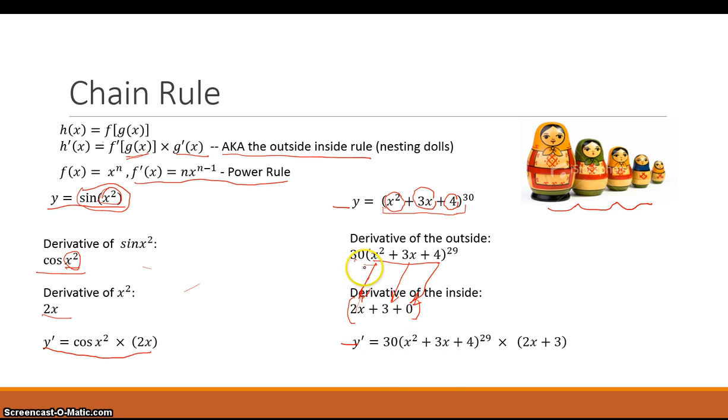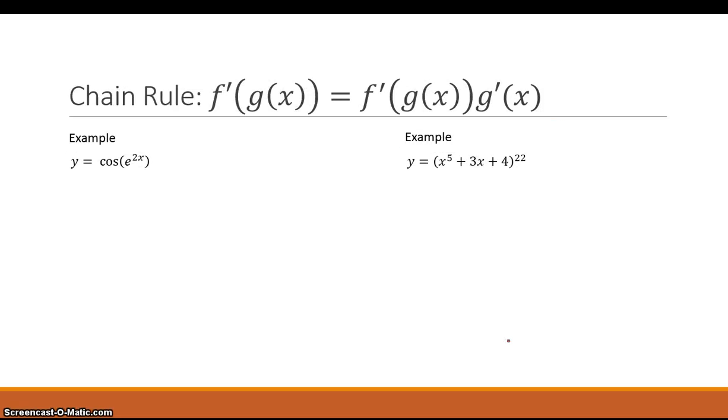So you got the first term of 30 times the quantity of x squared plus 3x plus 4 raised to the 29th power times the second, which is just the derivative of the inside, which is 2x plus 3. So that's our first two examples. Now these last times I'm not going to give you the actual answer at the end, but I will show you the problems.